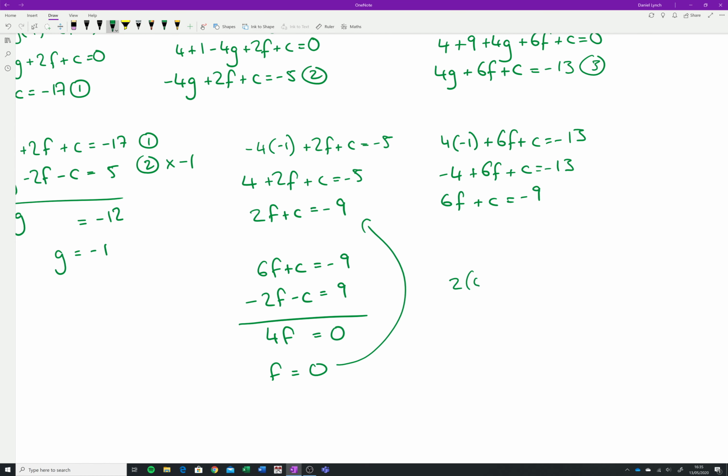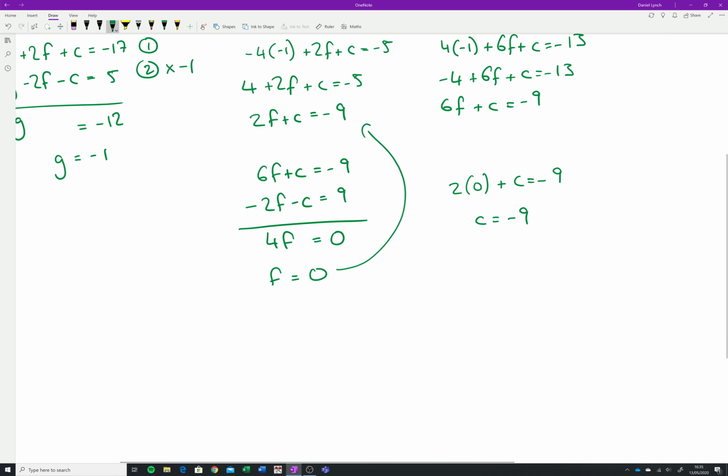2f's, so 2 times 0 plus c is equal to minus 9. So we just get c is minus 9. So there we have it. We've got g is minus 1, f is 0, c is minus 9.